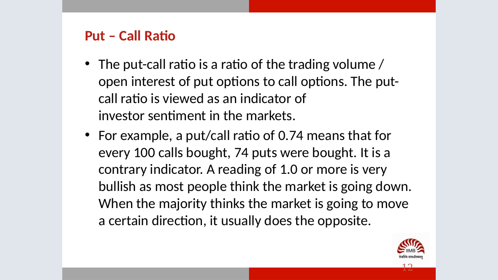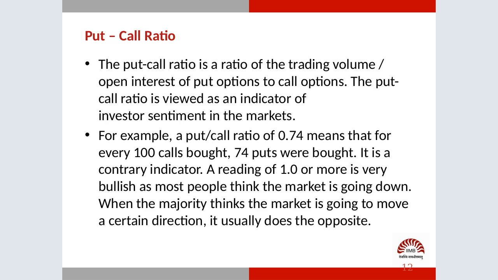When the majority thinks the market is going to move in a certain direction, it usually does the opposite. Because if everybody thinks it's going in this direction, everybody is selling the stocks, everybody is going low. So therefore, this is a contrary indicator. So basically, if you take a reading of one or more than one, which means what?